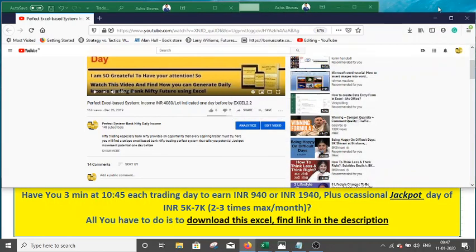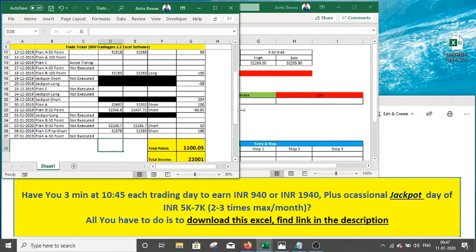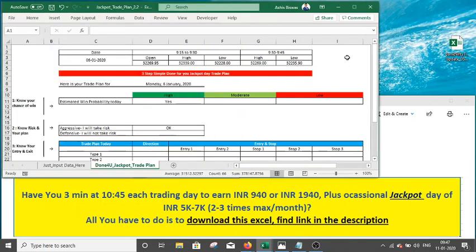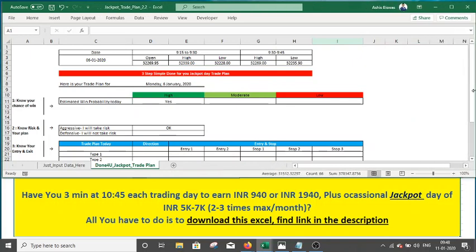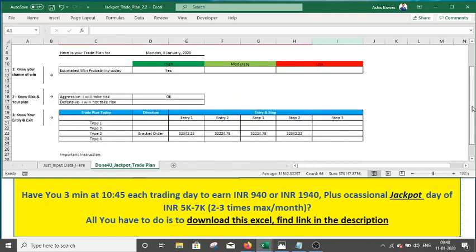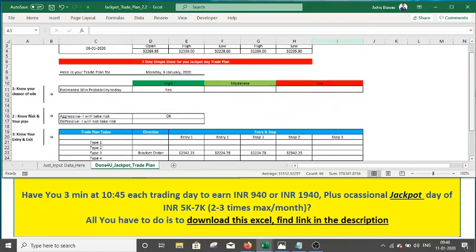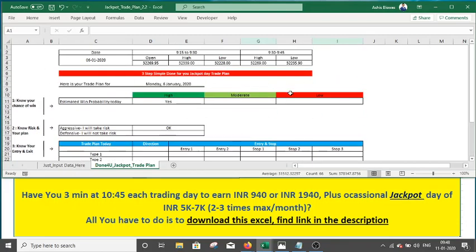So now the question is, if I have a jackpot day, how will I enter or exit the trade? This is a separate Excel sheet we use to trade on a jackpot day. On a jackpot day, what we have to do is put the high and low here, and everything will appear here. So this is a separate jackpot sheet we use.